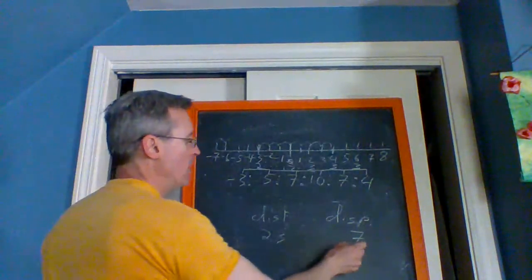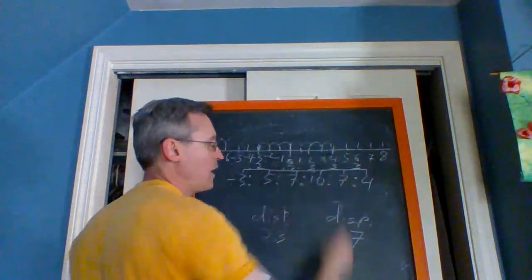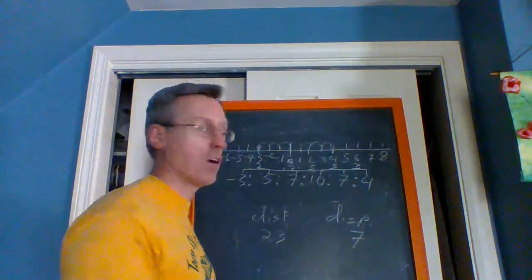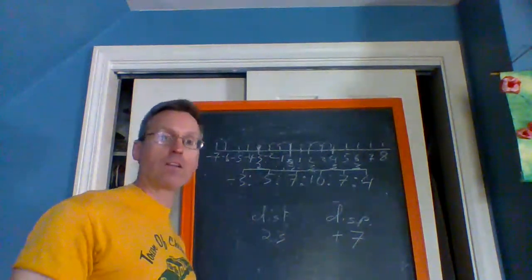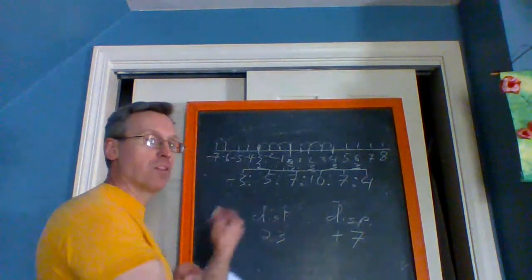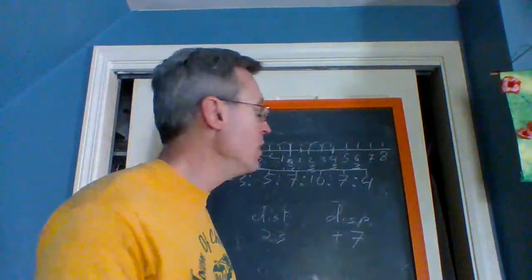So we wound up 7 paces to the right of where we started, which was negative 3. So we're going to say positive 7. That's our displacement. If we wound up to the left, 7 paces, we would say negative 7. Okay? All right. So anyway, that's how you do this exercise, which is your assignment for today.